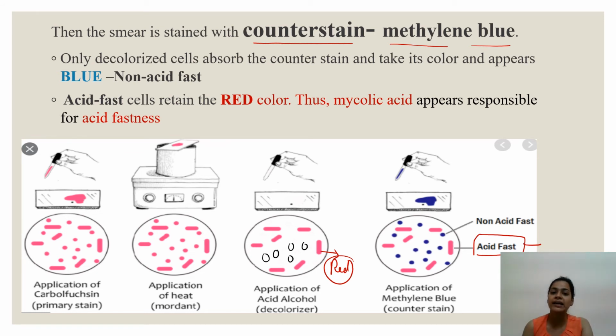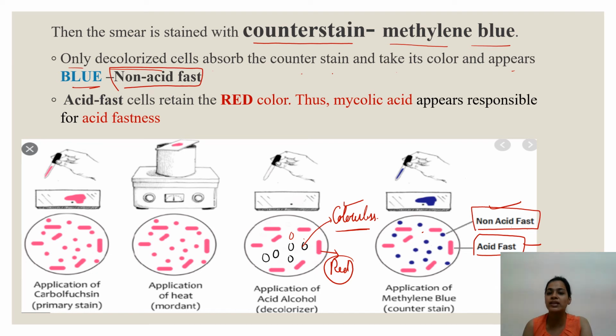But the other category, the non-acid fast category, was colorless, because after the decolorization the carbol fuchsin has left the cell and the cells have become colorless. So what will happen now? They are free to take the methylene blue. So they will take up the methylene blue, and they will appear bluish in color, and that category will be the non-acid fast. That's what is mentioned here: only the decolorized cells absorb the counter stain and take its color, and they will appear blue, and that category will be non-acid fast.